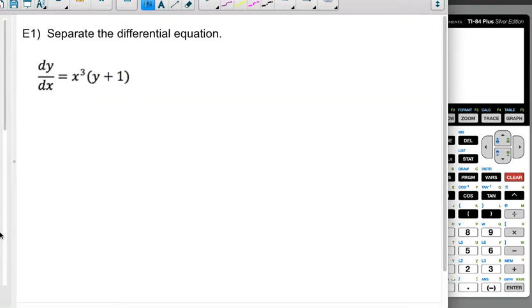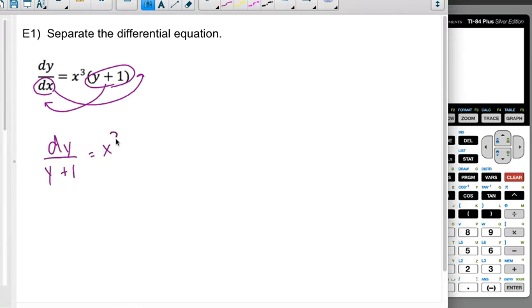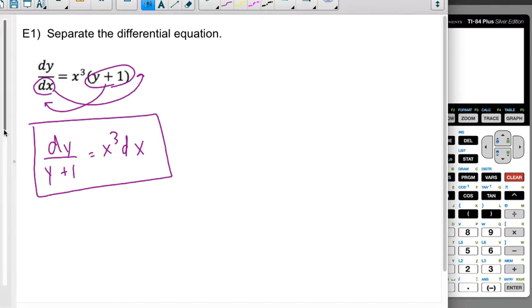So, moving on, we're not going to solve these, we're just going to separate them. So, I want to multiply my dx over, and I want to divide any y stuff over. So what's going to happen is I'm going to get dy over y plus 1 equals x cubed times dx. This is separated. I don't want you to solve it yet. I just want you to separate it, okay? We're going to spend some time solving it later.